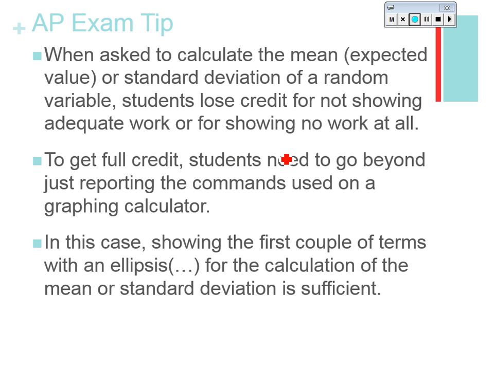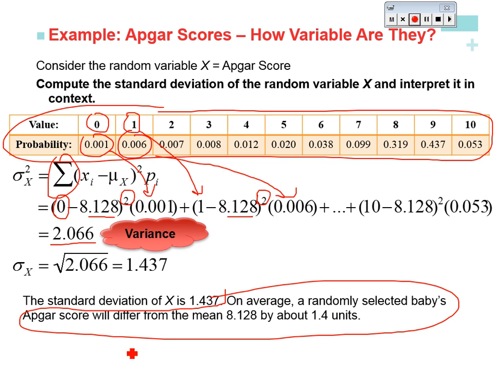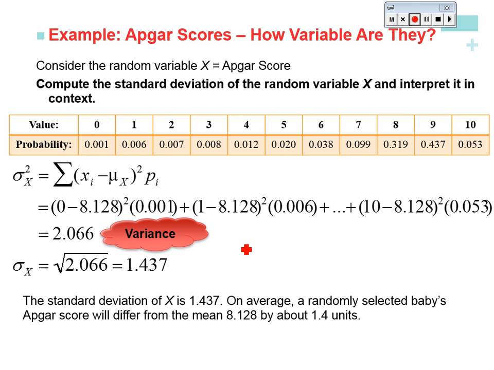So here are some tips involved with the AP exam, and I'm going to get into both the mean and the standard deviation in a real quick and easy way on your calculator. But when asked to calculate the mean or standard deviation of a random variable, students often lose credit for not showing adequate work, or for showing no work at all. So yes, there's a quick and easy way to do this on your calculator. I am going to show you that in a moment. But this whole process is really what you want to show when you do this on your calculator. Essentially, what you want to show is the first part of this, and maybe the last part.